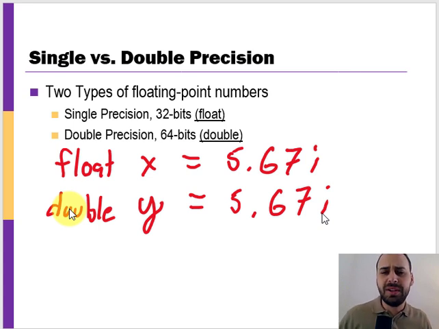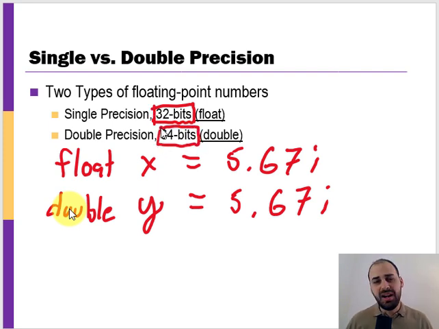Now, why do we have two different kinds? It depends on the number of bits we're going to use to store this information. Single precision uses 32 bits. Double precision, the word double comes from the fact that we are doubling the number of bits to store the information, so here we're referring to 64 bits compared to single precision's 32. Why does that matter? It depends on how precise you need to be. How much accuracy do you need? How much precision do you need after the decimal point?